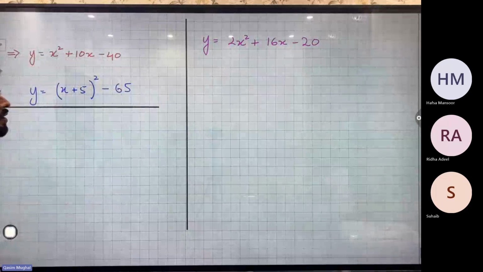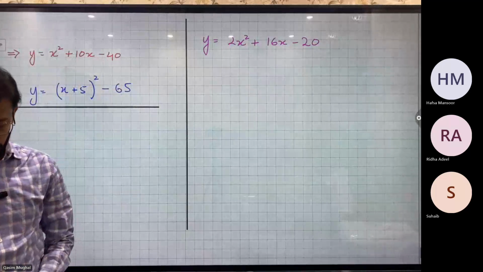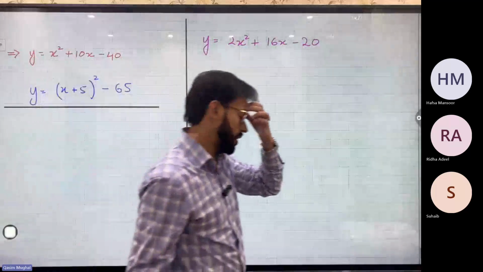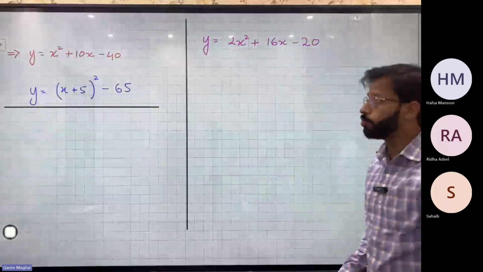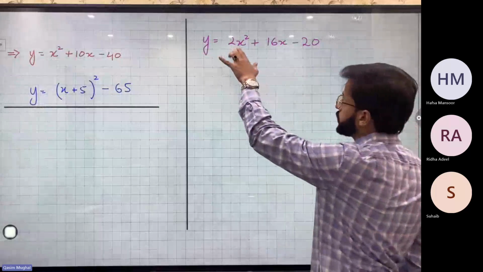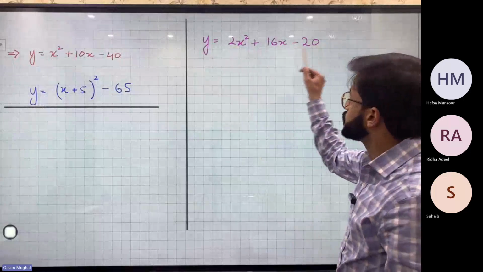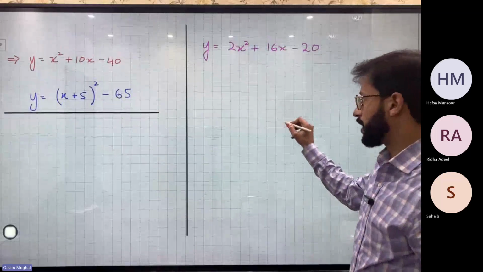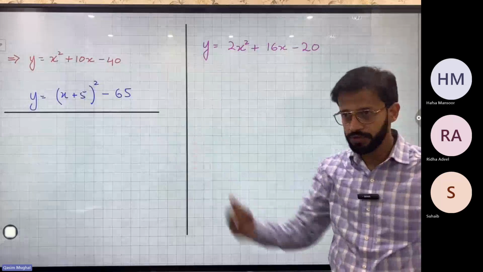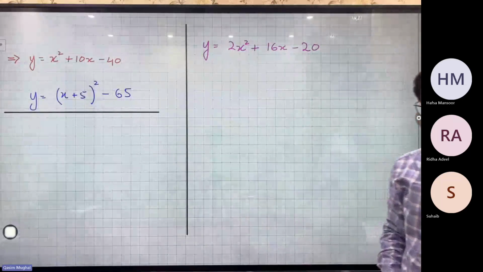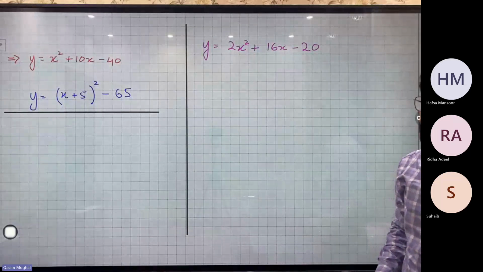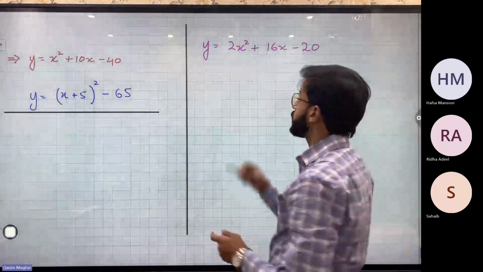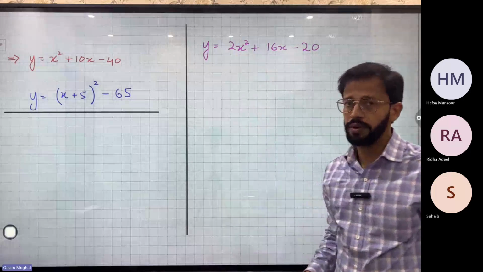And how are we going to do that? Okay, very good. This is one way of doing that. You divide the entire equation by 2, but it is going to have consequences. If I divide the entire equation by 2, y will also get divided by 2. I need my final answer in the form of y equals something. What other option do you have? Can I take 2 common? If I can take 2 common, then I can get rid of this 2 with the x squared.